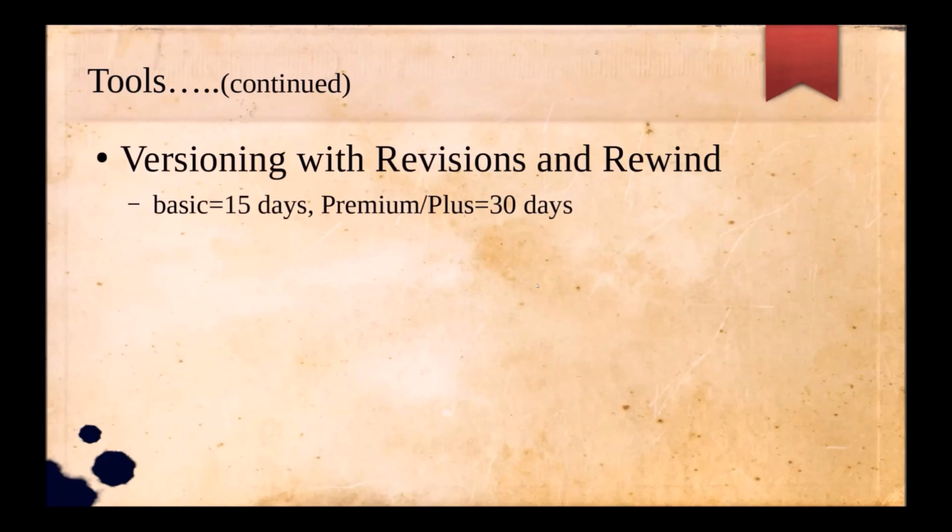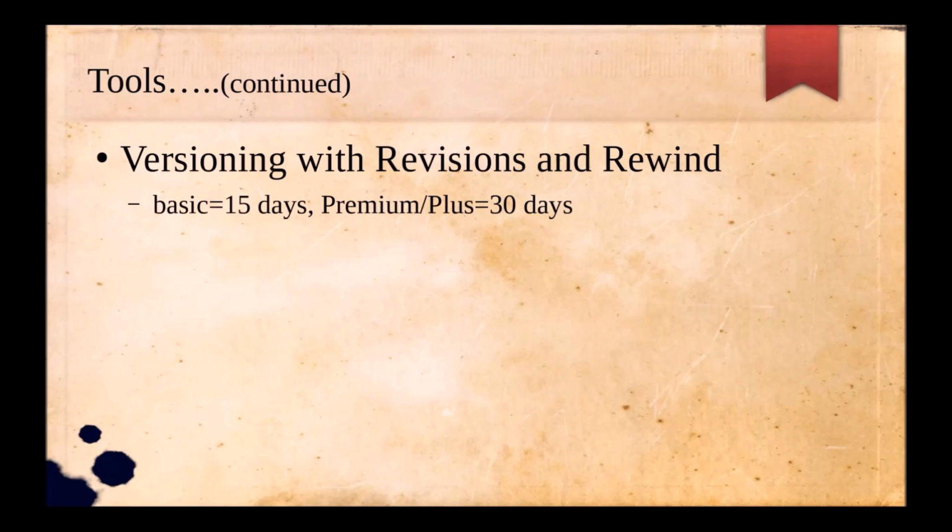Another thing that pCloud has, and we mentioned the importance of backing up, is versioning. And they have two actual subprograms. One's called revisions and one's called rewind. With revisions, I can click on a file and it will show me all of the past versions of that file. In the basic free program, you have access to 15 days worth of your history. With premium and plus, you get 30 days.